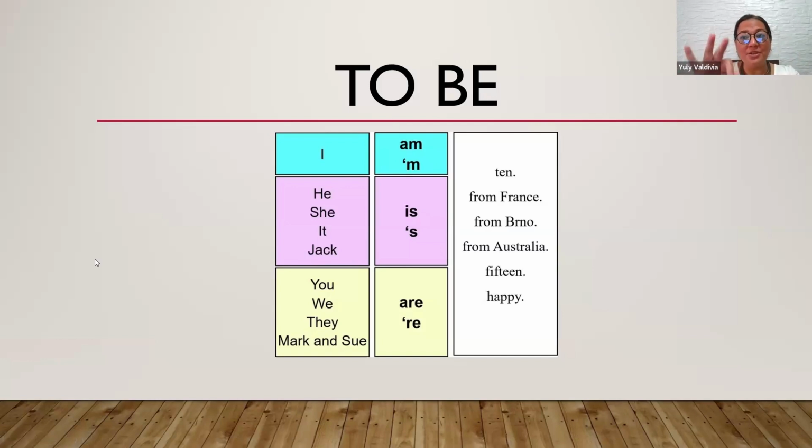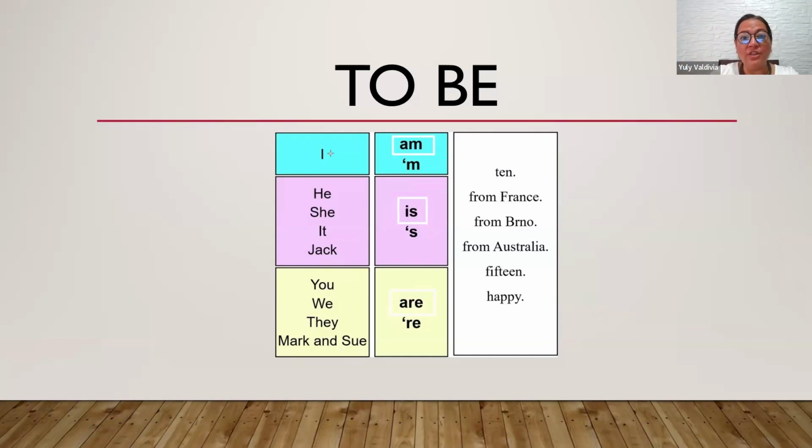Okay, the verb to be has three different forms. They are am, is, and are. So the verb to be has three different forms. Am, is, are. Fantastic. So how do we use the verb to be? How do we use am, is, are? Okay, this is easy.